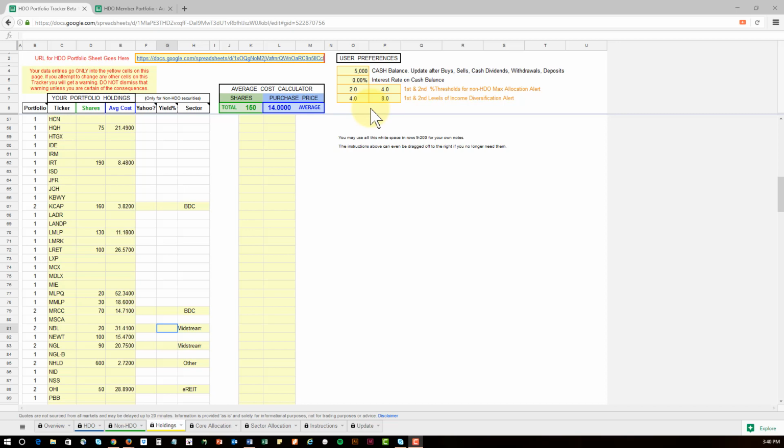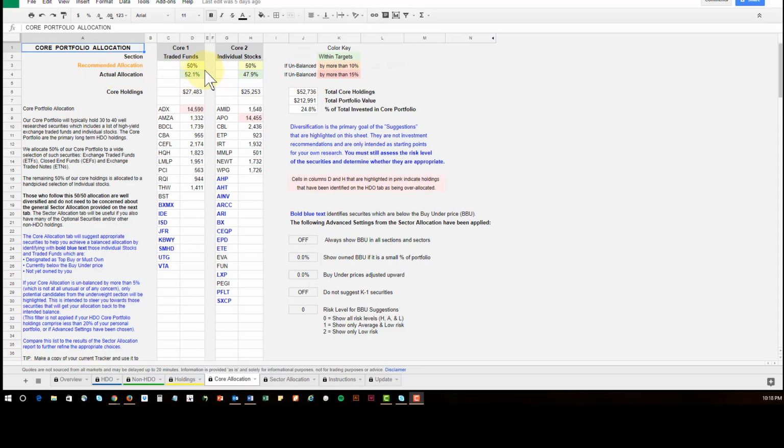Now let's take a look at the Core Allocation, tab 5. The Core Allocation contains all the securities that are part of the HDO core portfolio grouped into traded funds and individual stocks. The table shows whether your mix of core stocks and funds is balanced along the currently recommended 50-50 allocation. For core securities that are not yet owned, the table identifies those that are a must-own or top buy and below the buy-under price.